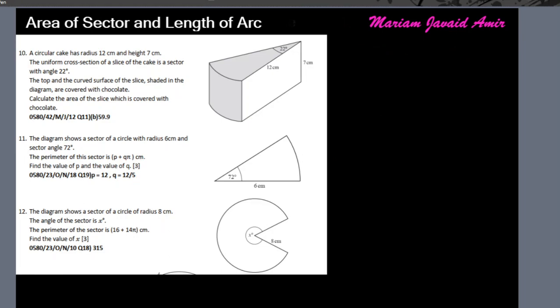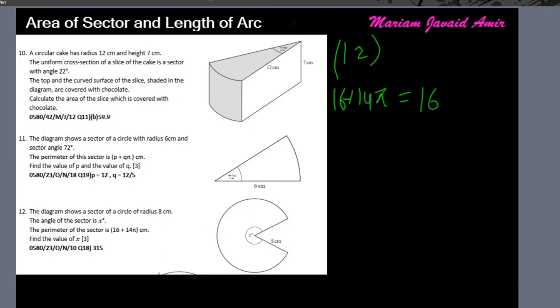Okay, question 12. The diagram shows a sector of a circle with radius 8. The angle of the sector is x. The perimeter of the sector is 16 plus 14 pi. Find the value of x. Alright, so the perimeter is 16 plus 14 pi and the perimeter includes the two radii. So 8 plus 8 is 16 plus the length of the arc.